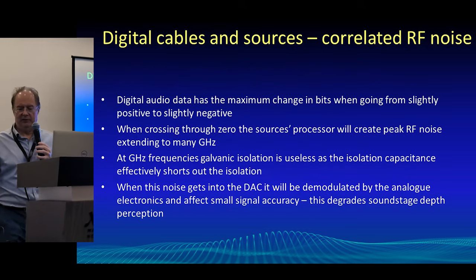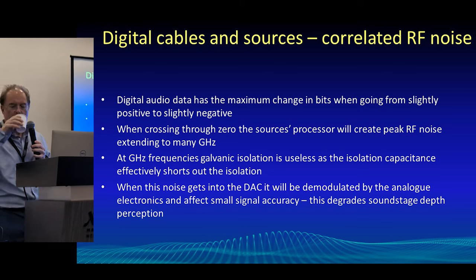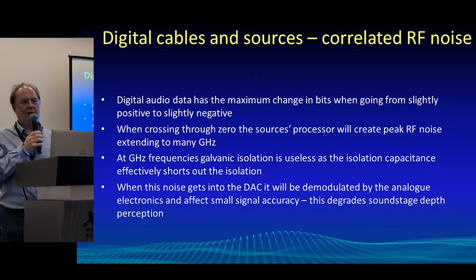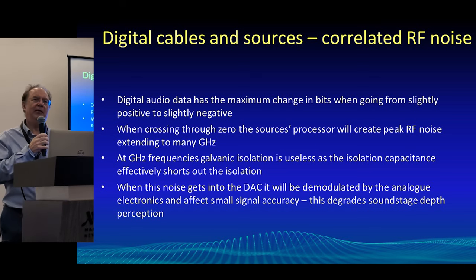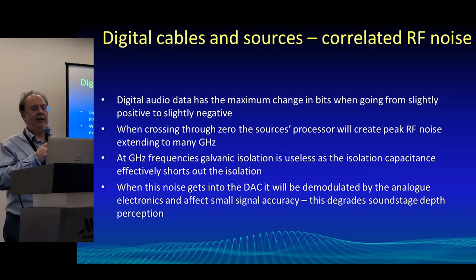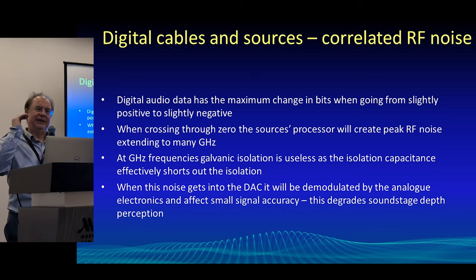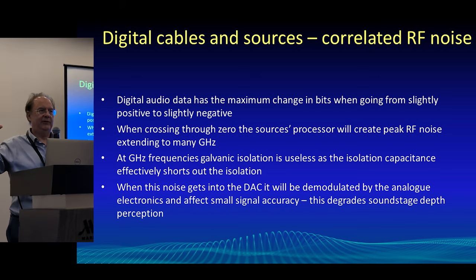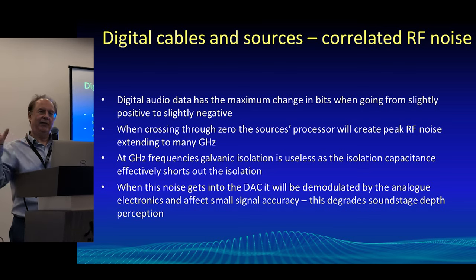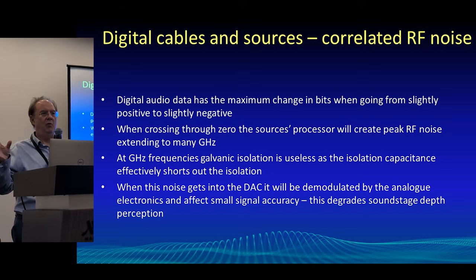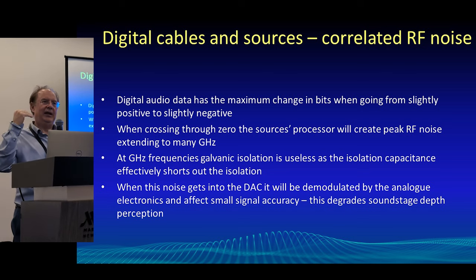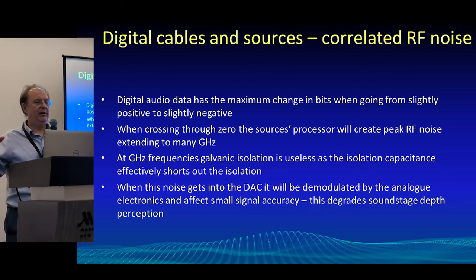So there's another issue, and that's correlated RF noise. So what's correlated RF noise? The disadvantage we've got with digital signals is that the encoding is known as two's complement. With two's complement, when you're at zero or slightly positive, all of the bits are zero and the LSB may be 1, for example. When it goes slightly negative, all of those bits flip over to all 1s. So a slightly negative signal is all 1s. A slightly positive signal or a 0 signal is all 0s.